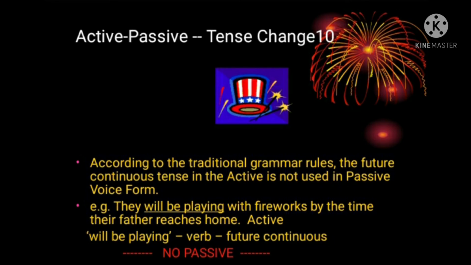Now the last one, let us see how changes are being made. So now according to the traditional grammar rules, the future continuous tense in the active is not used in the passive form. Example, they will be playing with fireworks by the time their father reaches home. This is an active voice. Will be playing is the verb and it is future continuous. Okay, there cannot be a passive voice in this sentence.